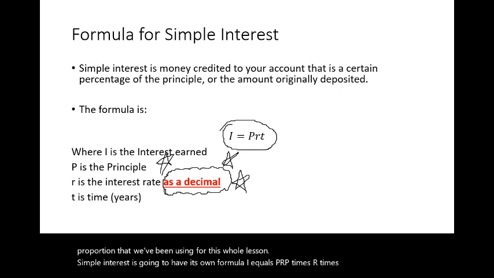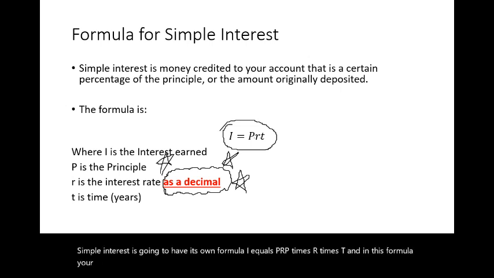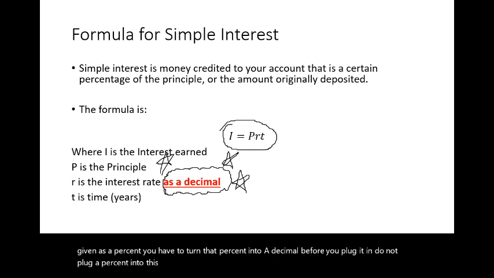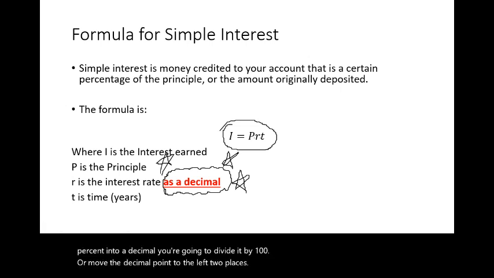And in this formula, your interest rate needs to be a decimal. Now, most of the time, your interest rate is going to be given as a percent. You have to turn that percent into a decimal before you plug it in. Do not plug a percent into this formula. You need to divide it by 100 before you plug it in. So to turn a percent into a decimal, you're going to divide it by 100 or move the decimal point to the left 2 places. And then in this formula, T stands for the amount of time in years.